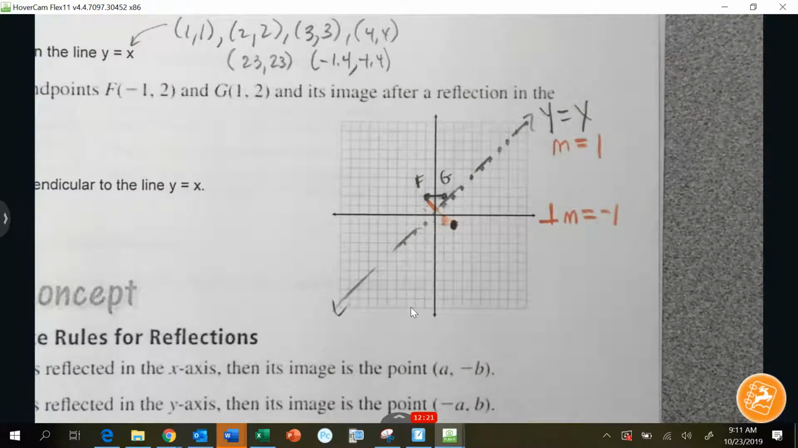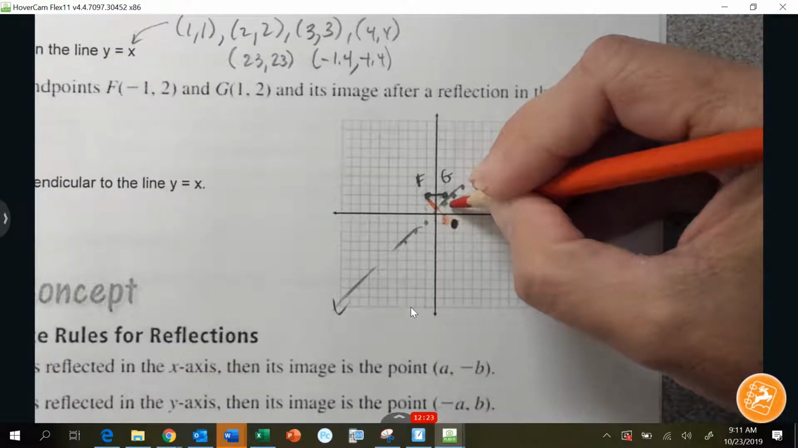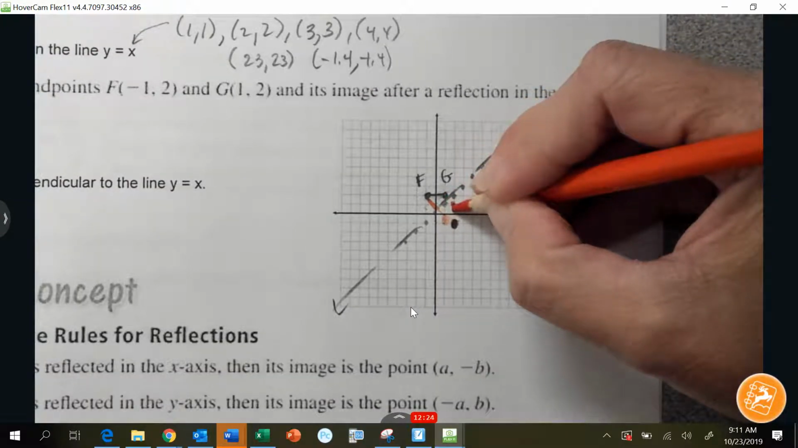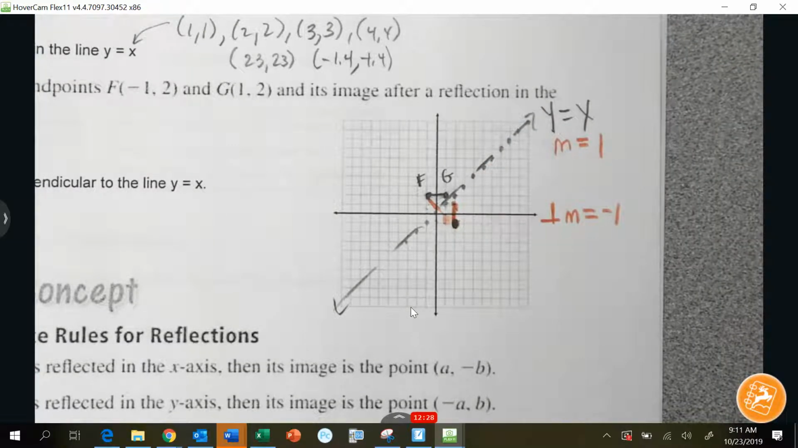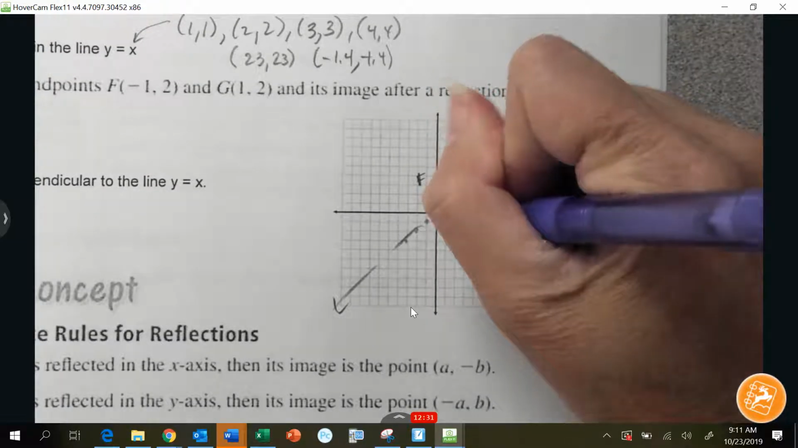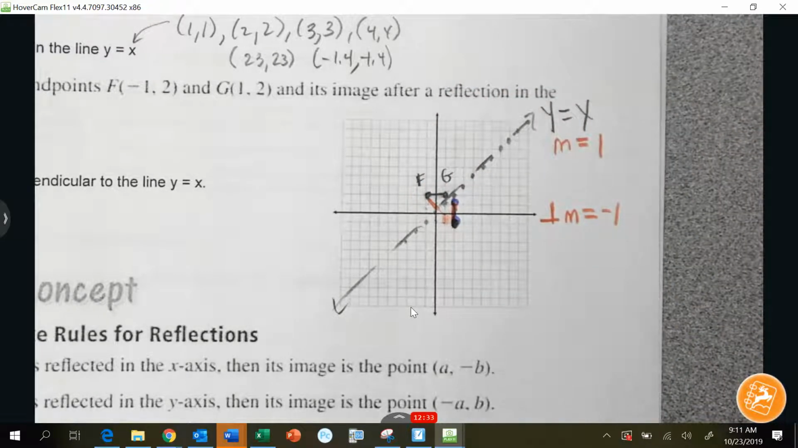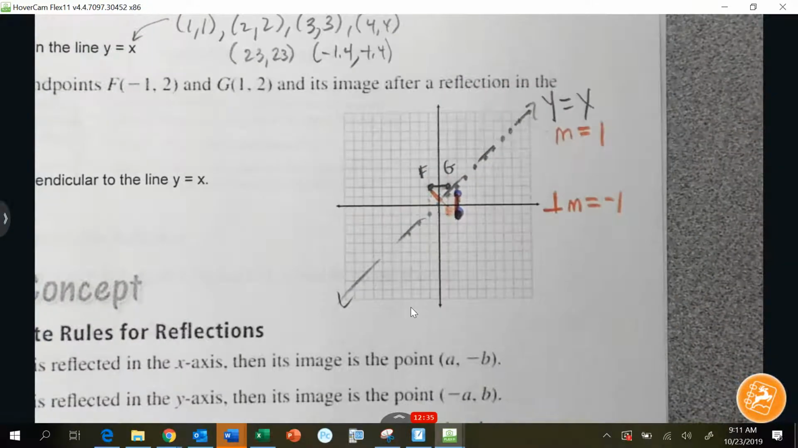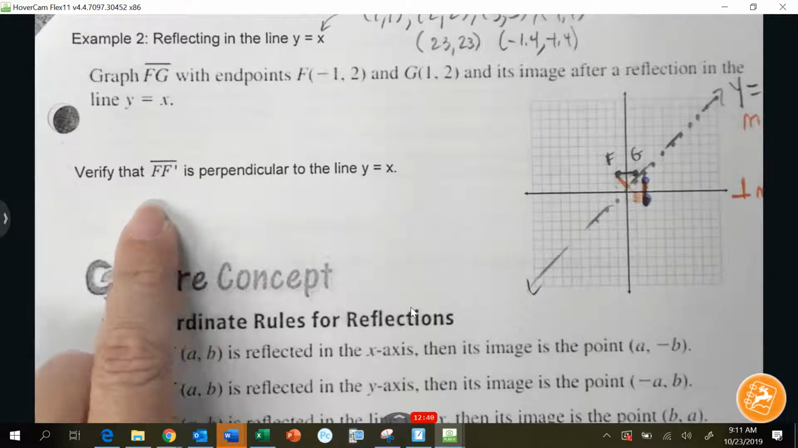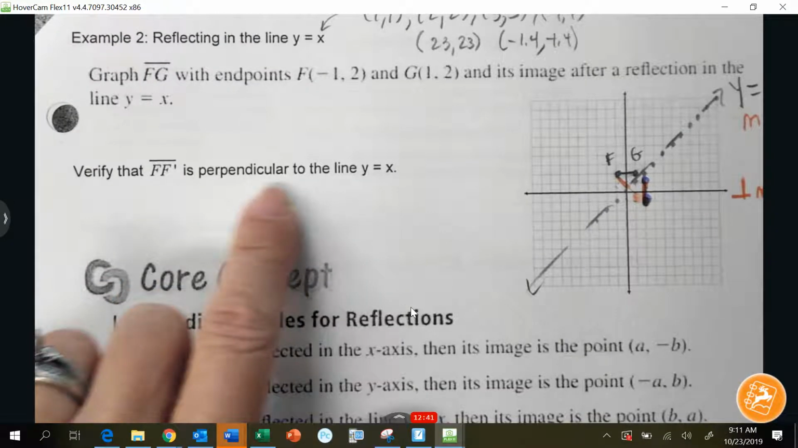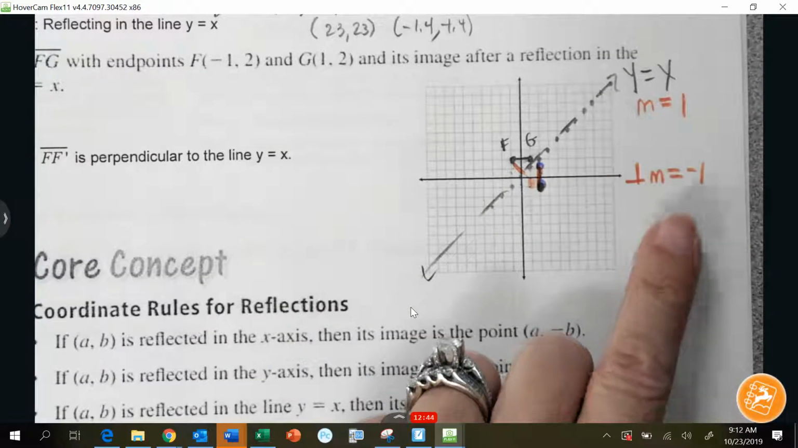And I would do the same thing with G, down 1 over 1. This is where it ended up being. Maybe I'll make it in a different color. It's hard to see because I wrote the other part in orange. That's where it ended up, sorry, that's a terrible drawing. So verify that F prime is perpendicular to the line. We did that by using the slope.